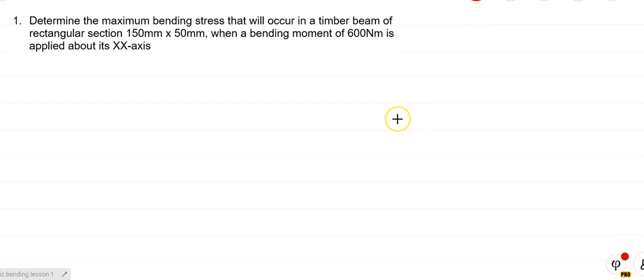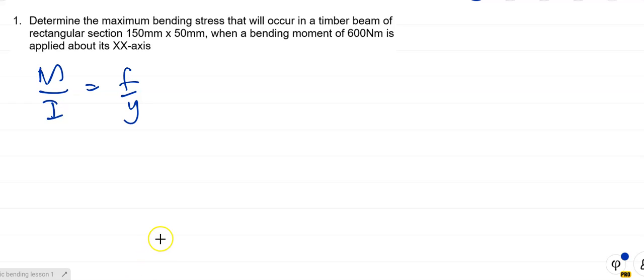As I said before, state the formula, see what's given, see what's needed. If you've got a formula and you've got all the variables except one, make the unknown the subject of the formula, put the values in, and get the answer. That's what you basically do in this section. So I'm going to state the formula: M over I is equal to F over Y.